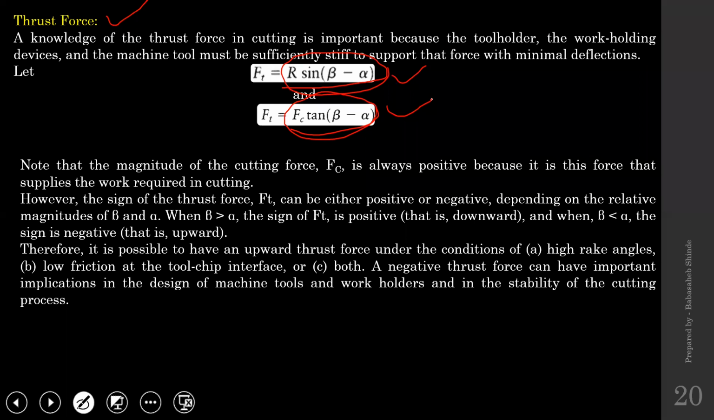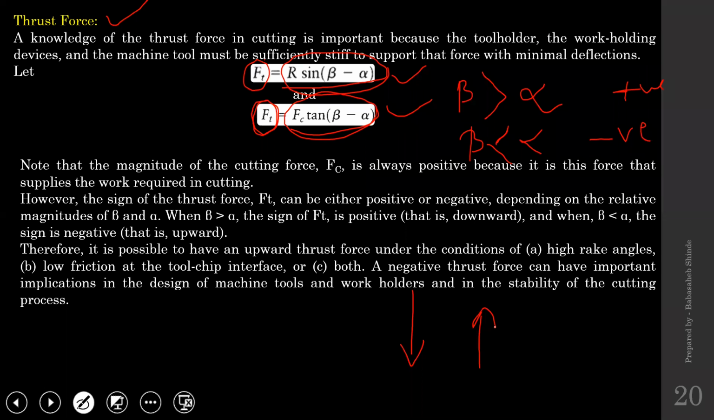Now, in both the relations, the magnitude or sign of this Ft will be dependent on this beta and alpha. When beta is greater than alpha, this Ft will be positive, and when beta is smaller than alpha, this Ft will be negative. Okay, so thrust force could be positive or negative, or it could act downward as well as upward, depending upon the difference between this beta and alpha. Beta is our friction angle, and alpha is the rake angle.